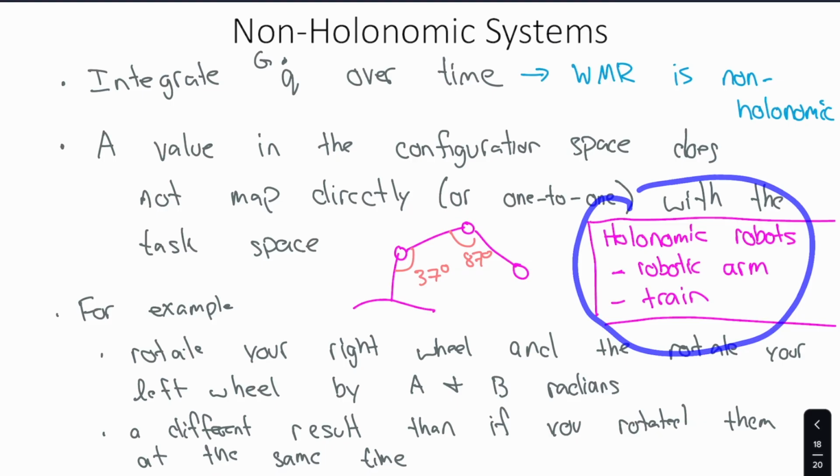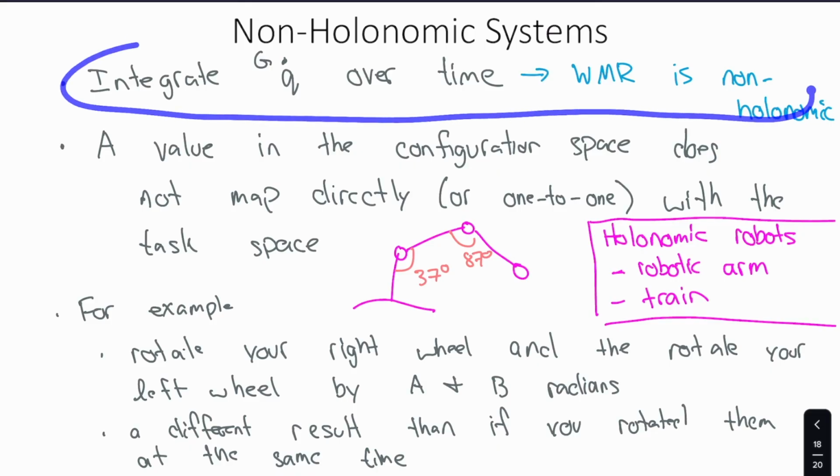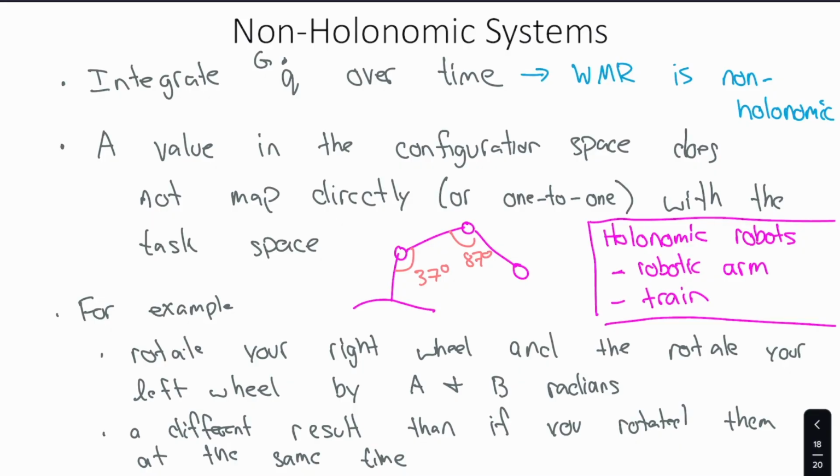Those would be two holonomic systems, meaning you wouldn't actually need to integrate over time. You only need to integrate over time if two final configurations can leave you in completely different places. The last thing that this set of slides will cover is something called forward kinematics, which is essentially this operation of integrating.